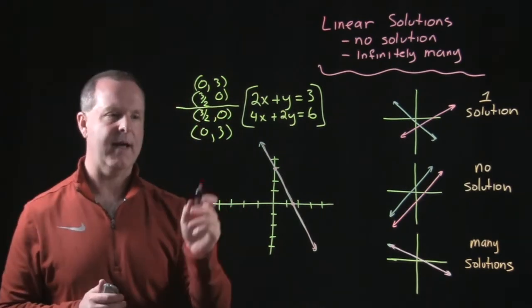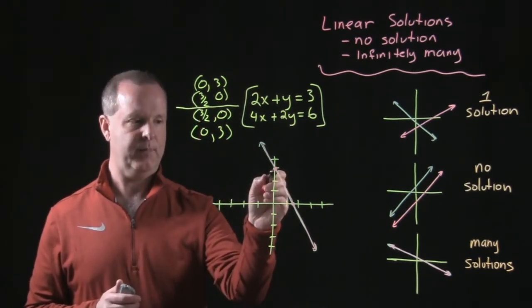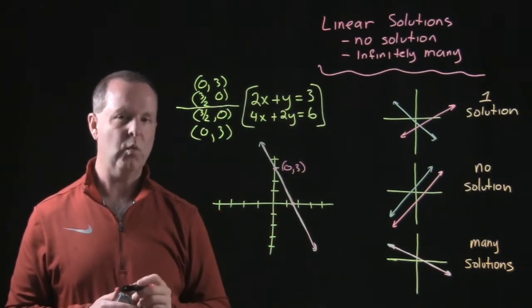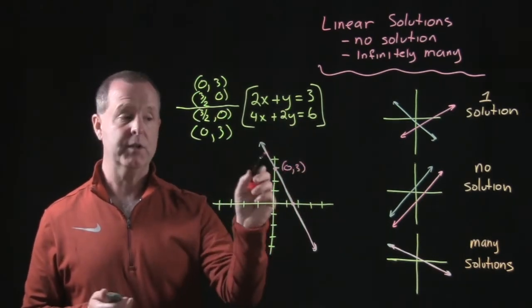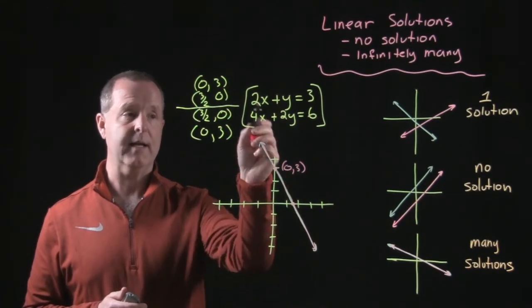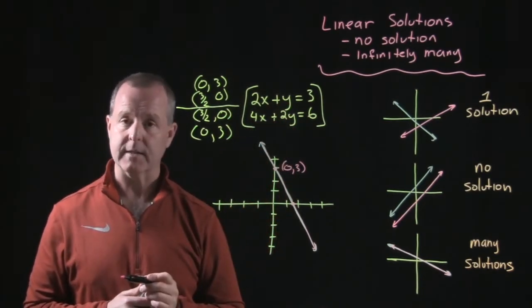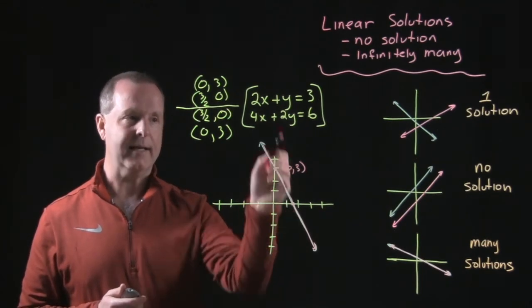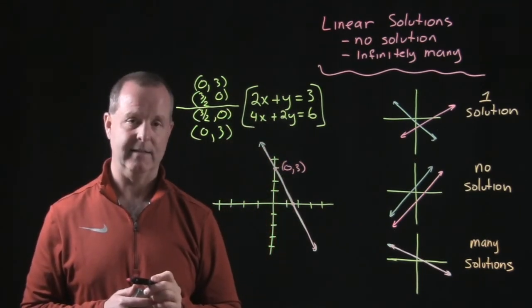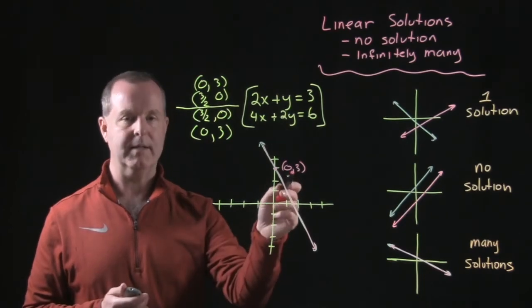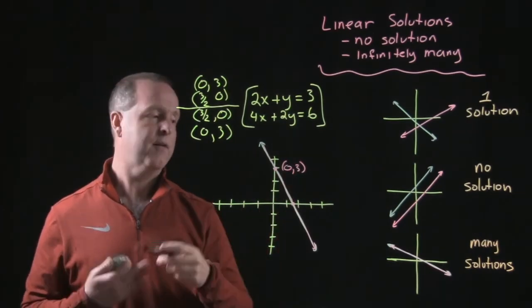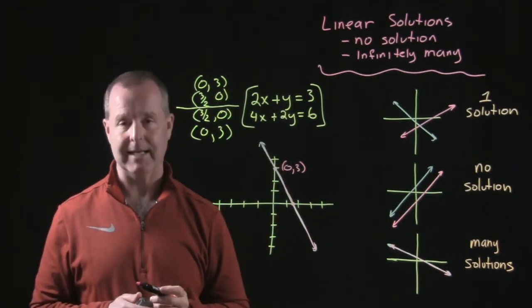Now, this doesn't mean that any one particular point, like this point, which is 0 and 3, is the solution to this system, although 0 and 3 satisfies both equations. Rather, every single point along this line satisfies that system, and therefore we can't say it has one solution. We don't have one significant or unique solution. Therefore, we say it just has infinitely many solutions.